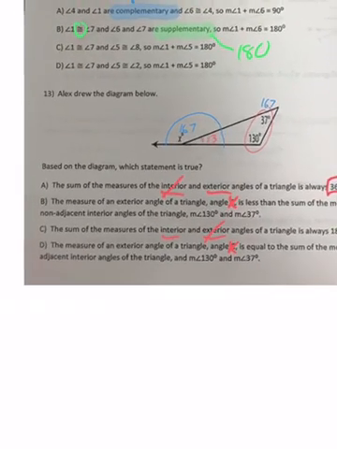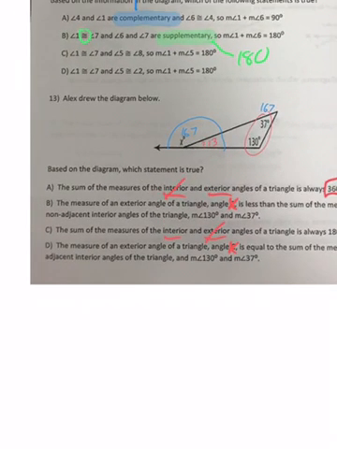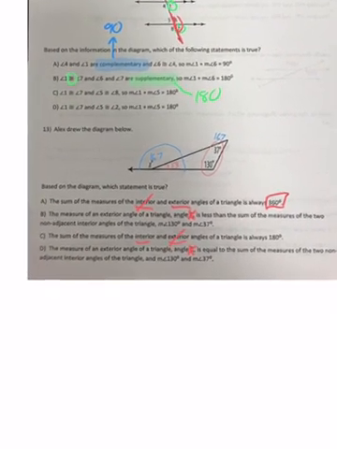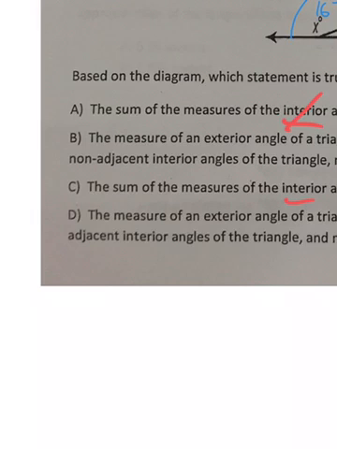So if you look at answer choice D, it says the measure of the exterior angle of a triangle is equal to the sum of the measures of the two adjacent interior angles, which is exactly what we just did. They were the same, okay? On B, it says that they're less.